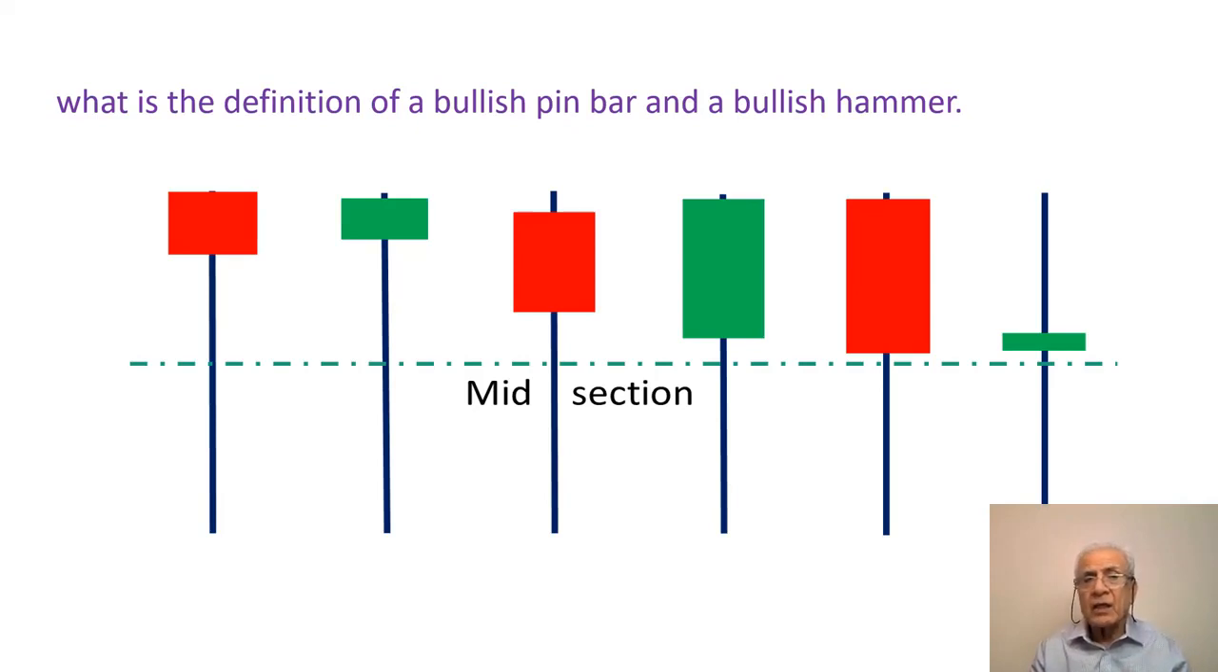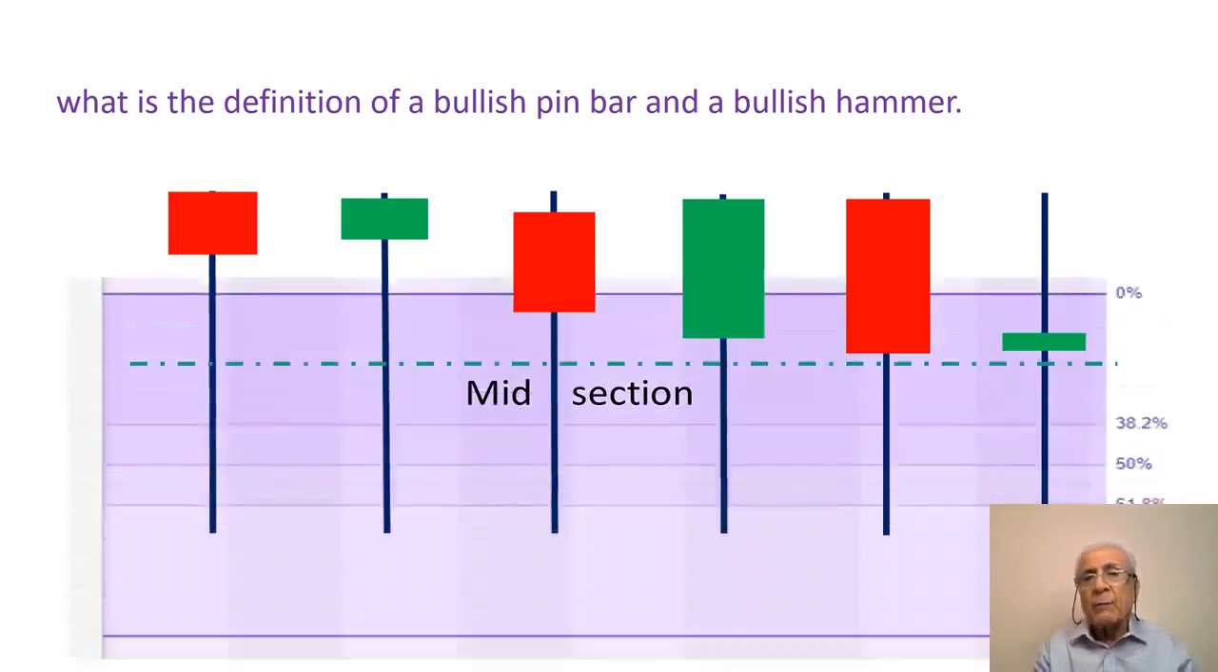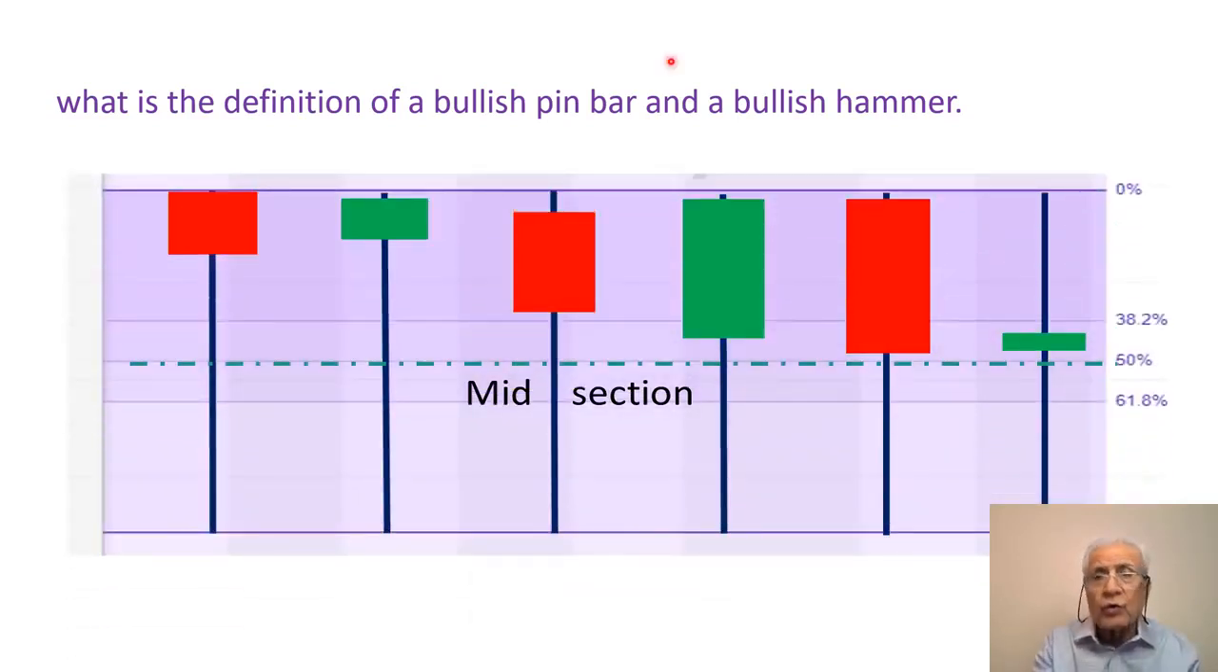You can also use the Fibonacci retracement tool to find out whether your pin bar is a hammer or not, since you want to be certain. Now put the zero Fibonacci tool on the high of the pin bar and 100 on the low of the pin bar. Now, if the body of any of these pin bars is above the 38.2%, you consider that pin bar a hammer.